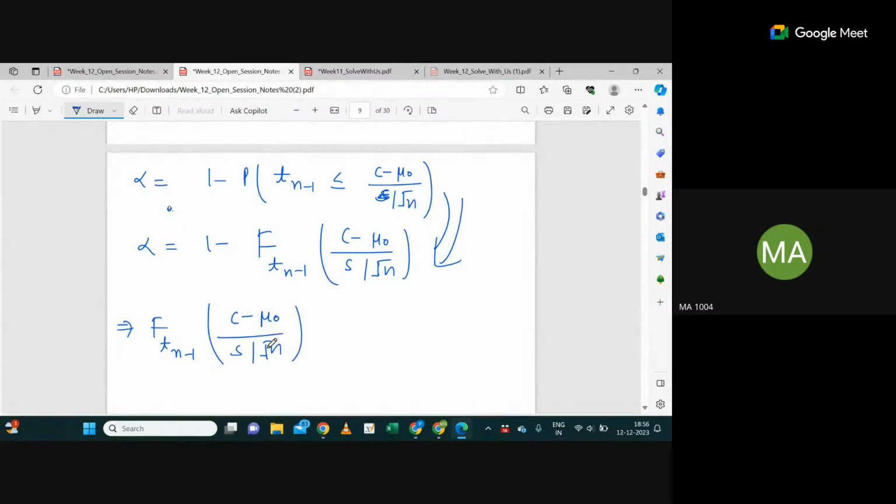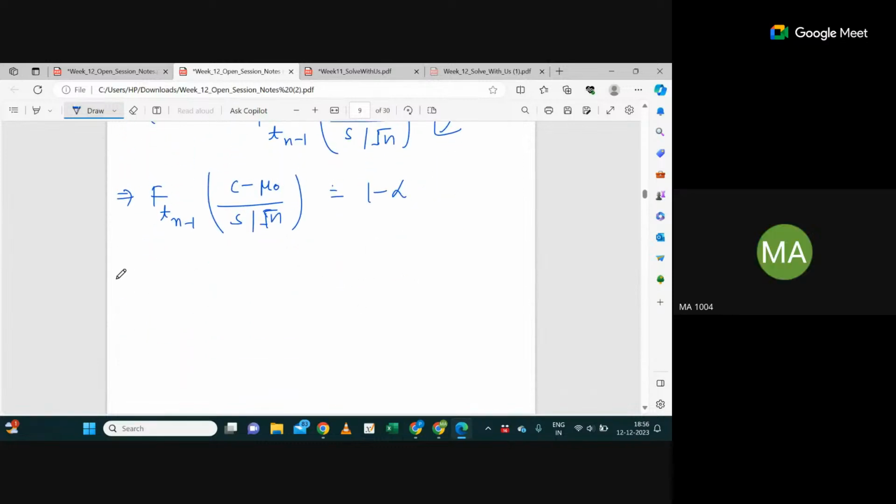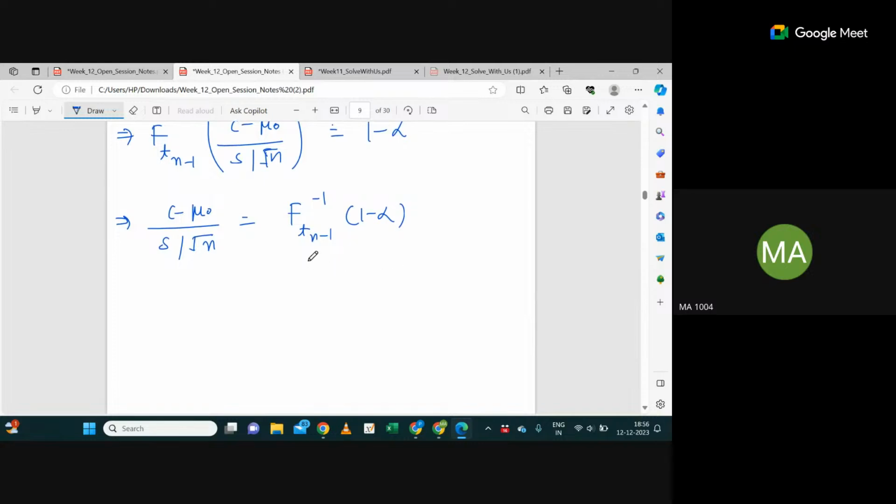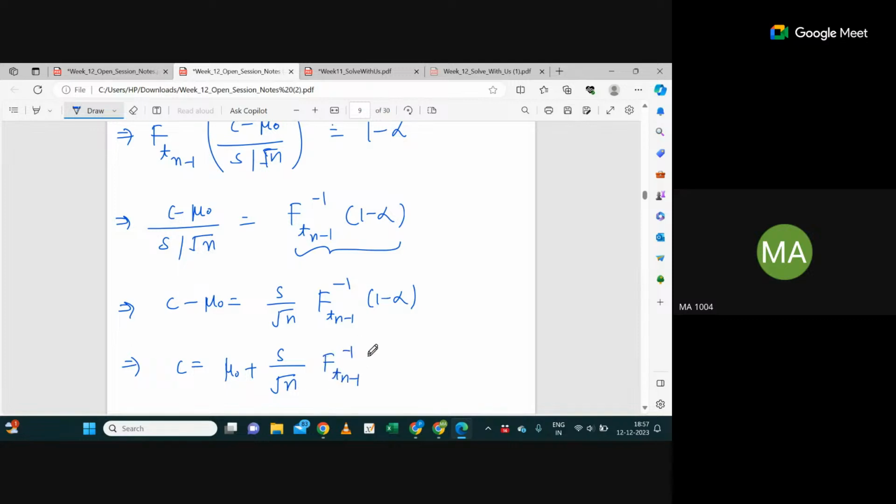Yes or no? Yes. So it will be 1 minus alpha. From here, I can simply do C minus mu naught divided by S by root n equals F T n minus 1 inverse of 1 minus alpha. Don't worry about these values, we will provide them if there is any question related to this. So basically we have to find the value of C. It will be C minus mu naught equal to S by root n times F T n minus 1 inverse 1 minus alpha. So C equals mu naught plus S by root n times F T n minus 1 inverse 1 minus alpha.